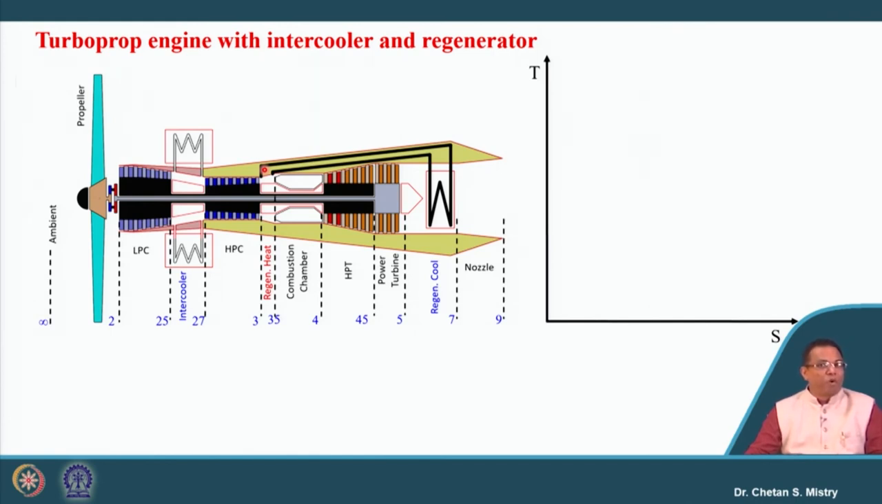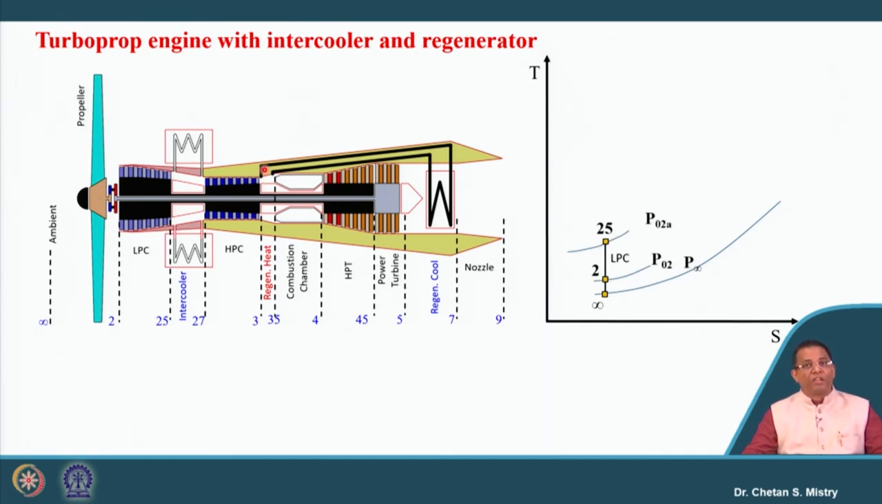Can you quickly plot the TS diagram for this configuration? Let's see how much you have recalled from the previous week, because just last week we discussed this configuration. So let's try to put it down at the earliest. Let's see what we have. Say we have our inlet condition. This is my intake. Then we are having the LP compressor.